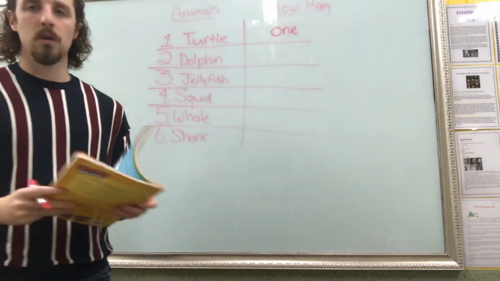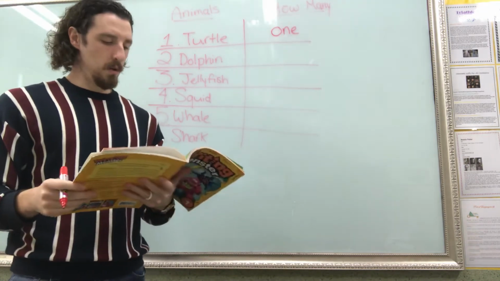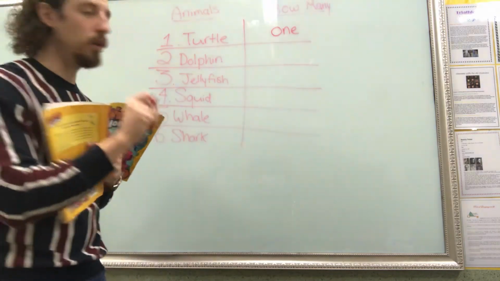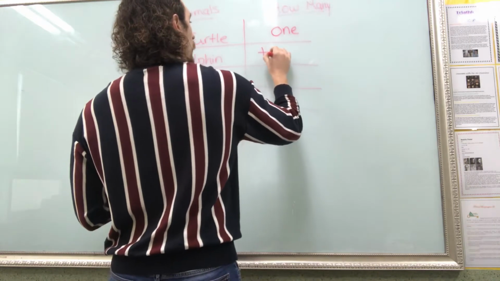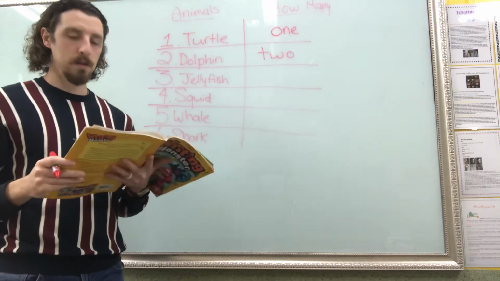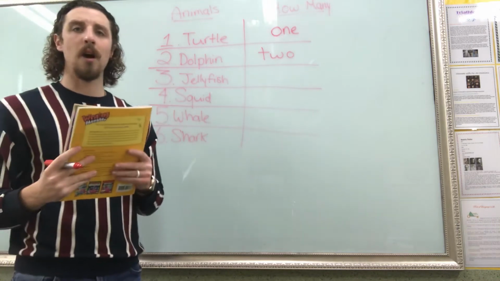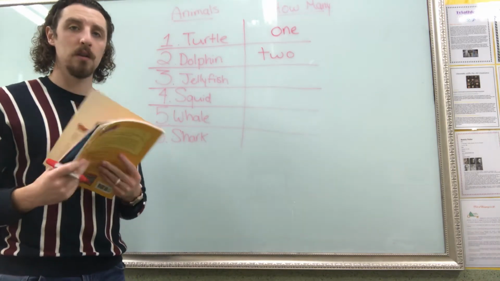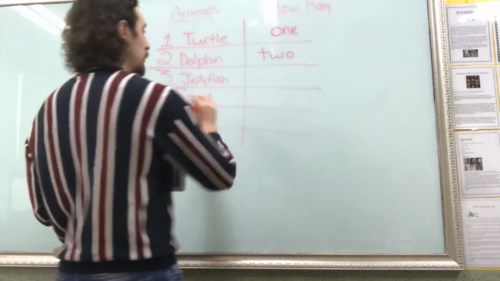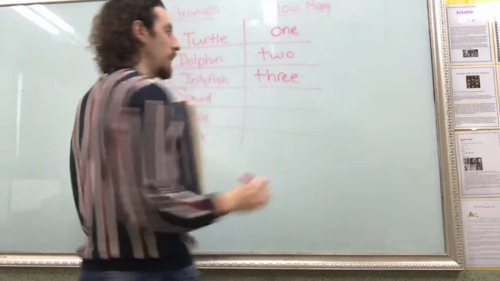Okay. What about the dolphin? How many dolphins do we see? Well, why don't we say that we can see 2 dolphins? 2. So we're going to write 2. 2 dolphins. For the jellyfish, how many jellyfish do we want? How about we have 3 jellyfish? So for number 3, let's write 3. Okay? 3.